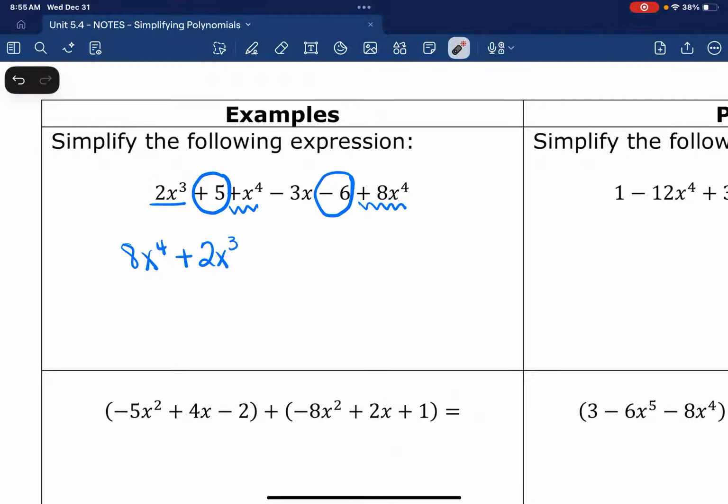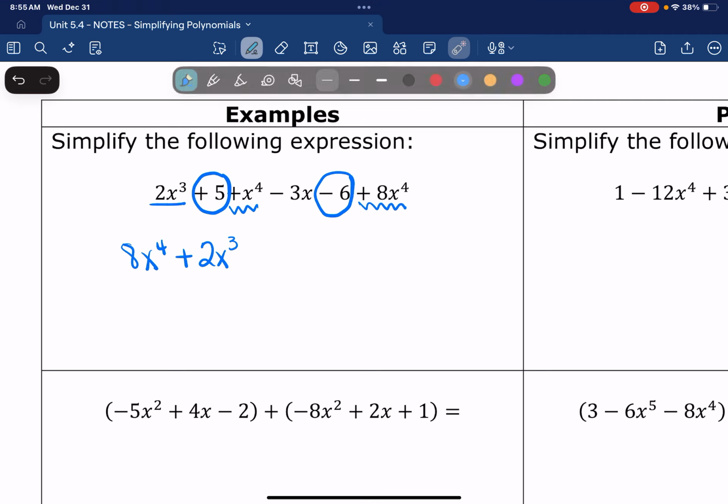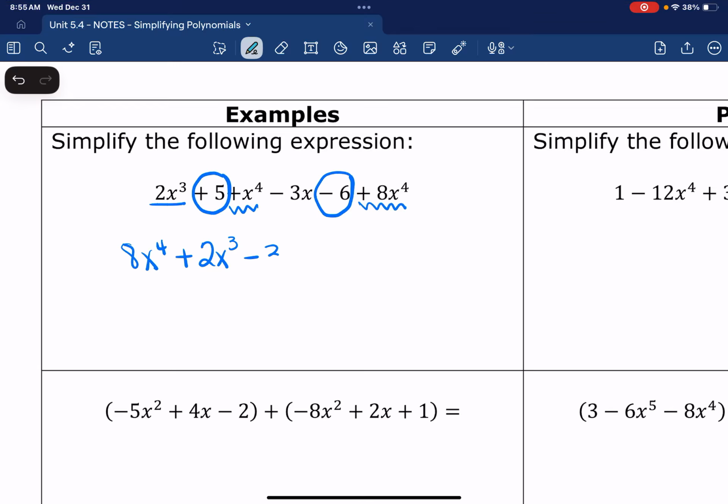So after the third power should come an x squared, and I'm looking and I don't have any x squared terms, so we leave that alone. Then we have an x term. I see that we have a minus 3x, so I'll go ahead and write out minus 3x. And then we finish off with a constant. Okay, our plus 5 and our minus 6 gives us our minus 1.